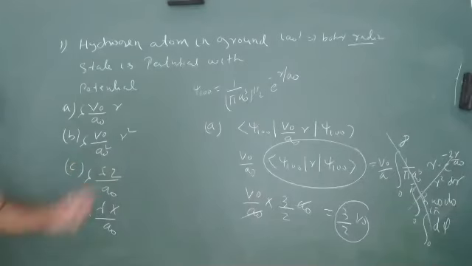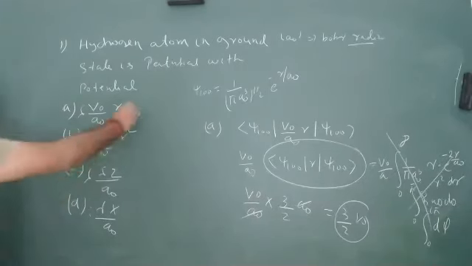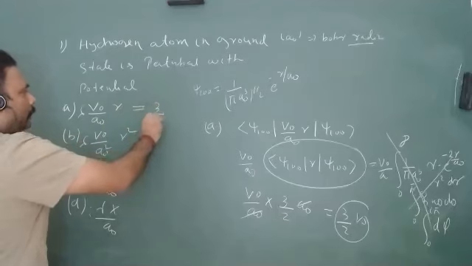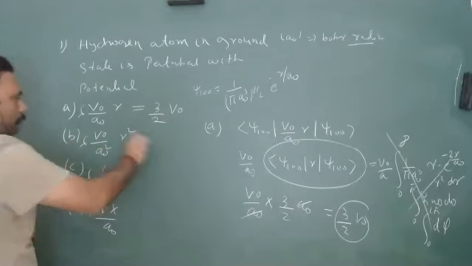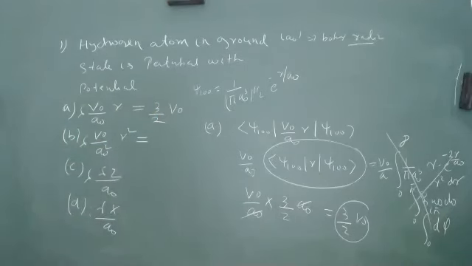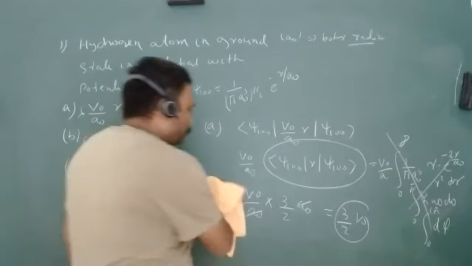Okay. So let's go for the second one. The first one is directly 3 upon 2 V naught. What will be this one? Can anybody tell me? 3 V0, sir.